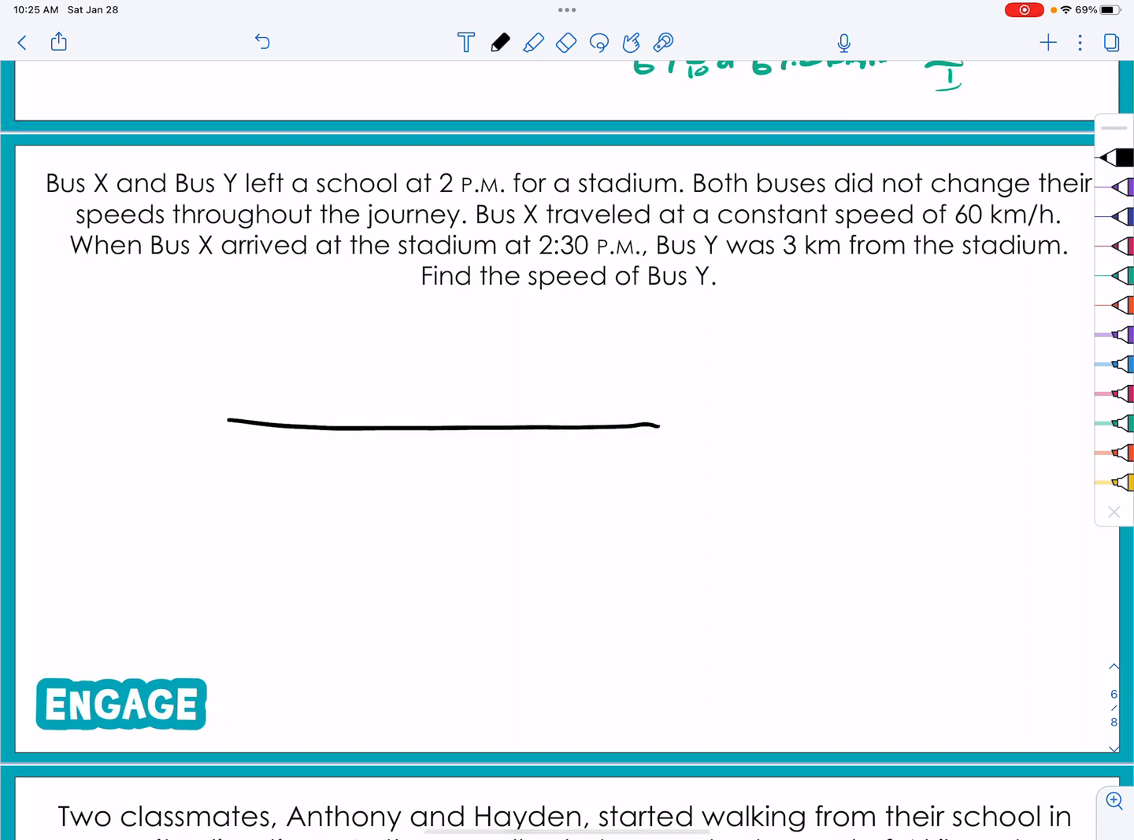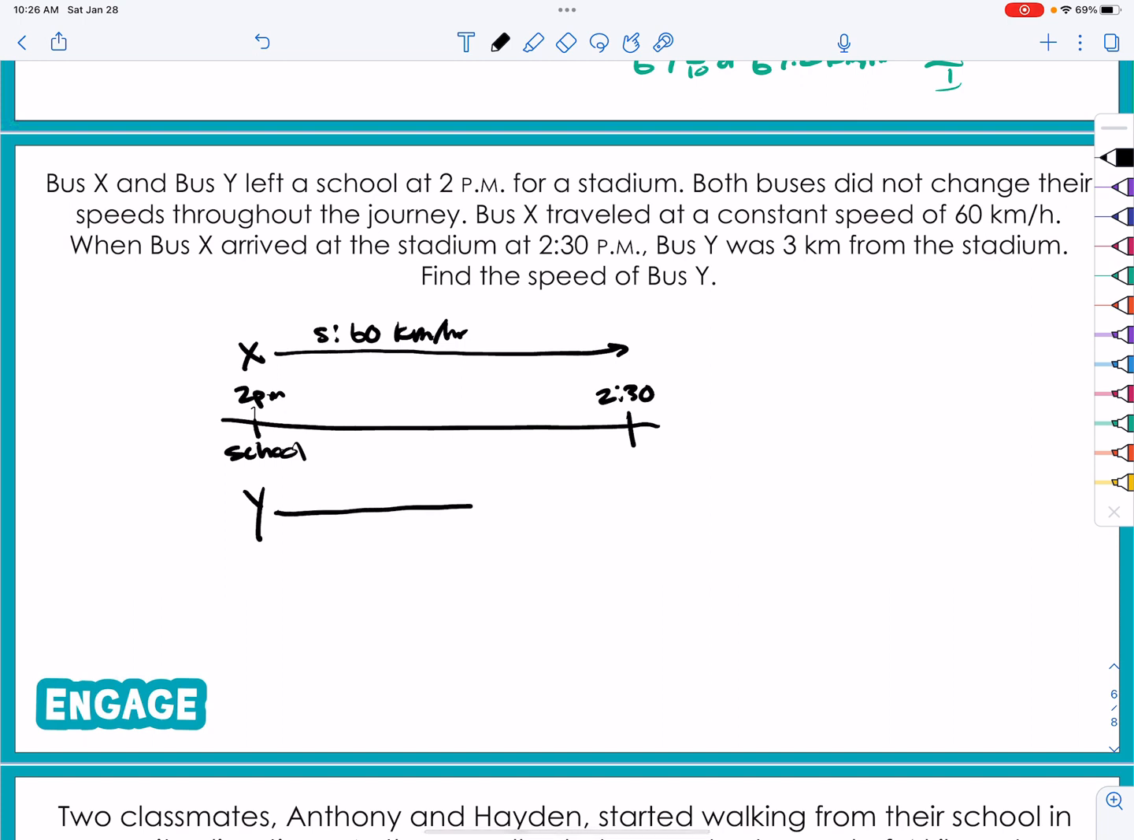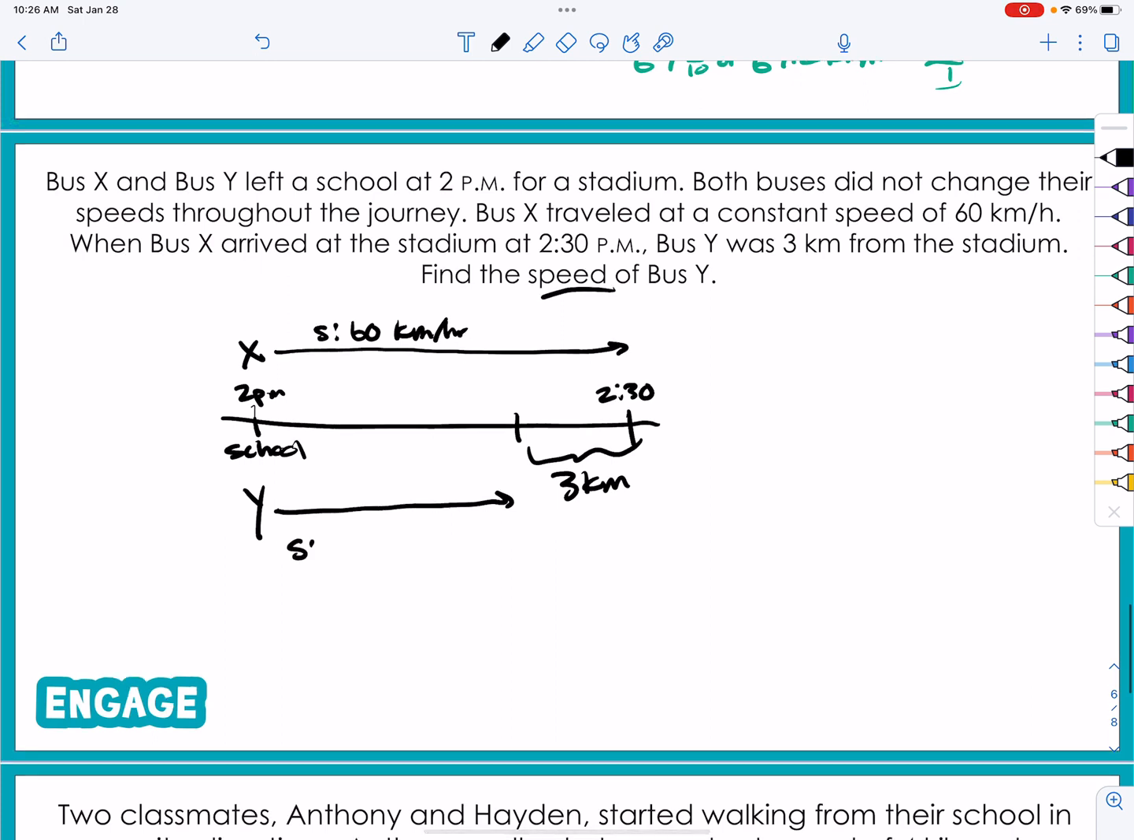So we know they are starting out here at the school, and it's 2 p.m. And we have Bus X and we have Bus Y, and they are traveling. Bus X made it all the way, and he got there by 2:30. And we know the speed from this problem was 60 kilometers per hour. Bus Y drove, they didn't quite make it. They were 3 kilometers from that stadium. And that's all we know. And we need to calculate the speed of Y.